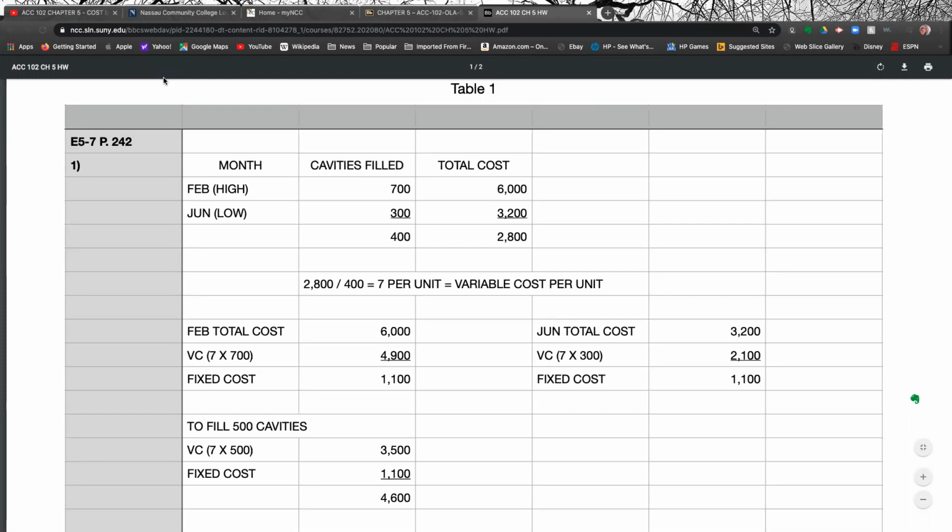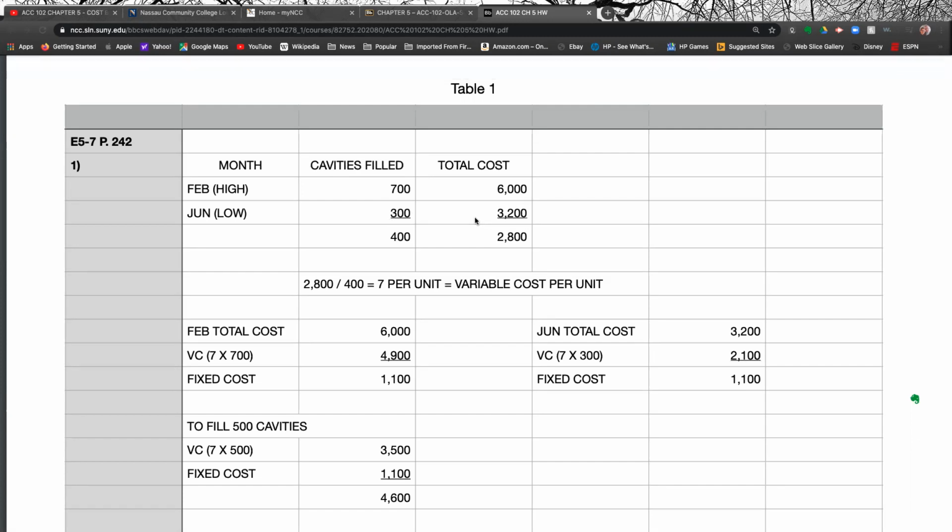So go down that list, look for the high month. The high month was February. They filled 700 cavities, and their total cost was $6,000. The low month was June. They filled 300 cavities at a total cost of $3,200. Now remember what we're trying to do here. We're trying to separate the variable from the fixed.